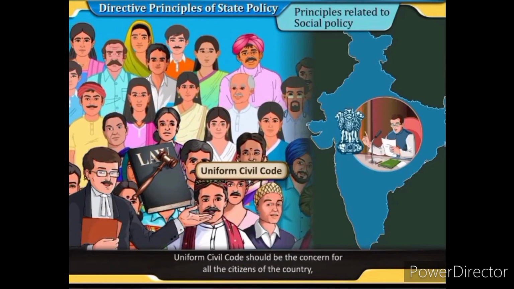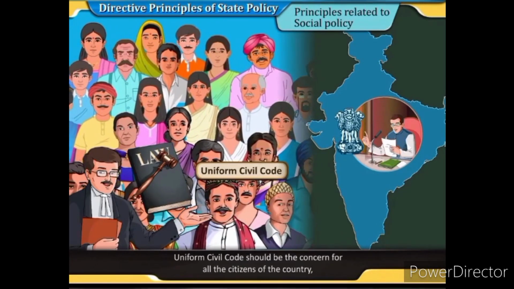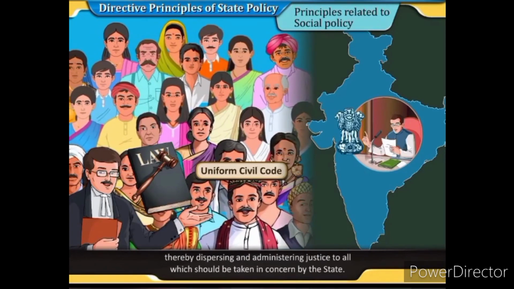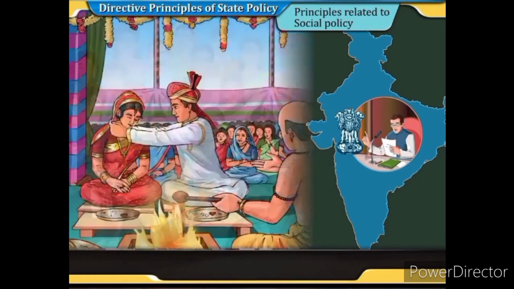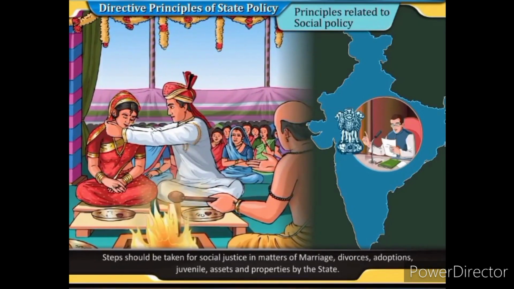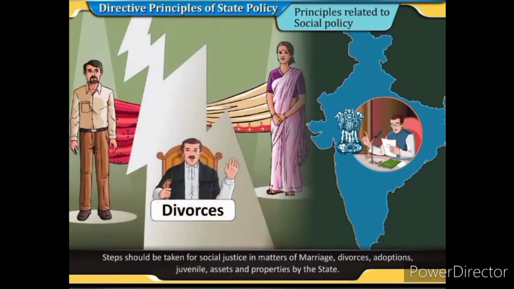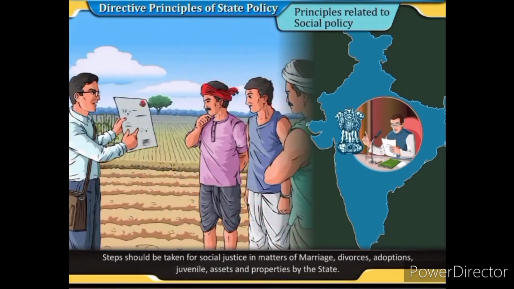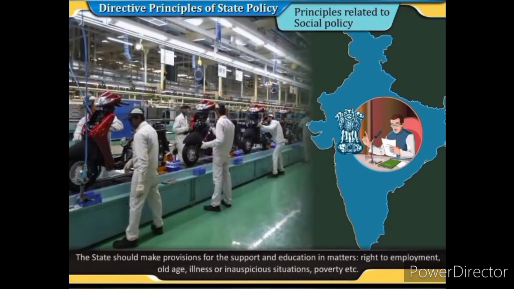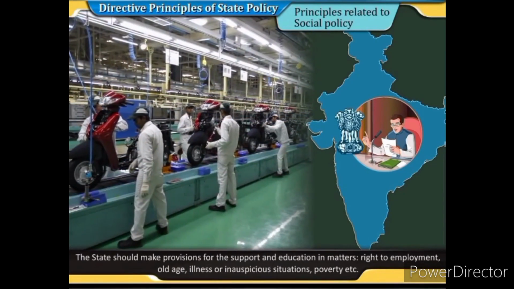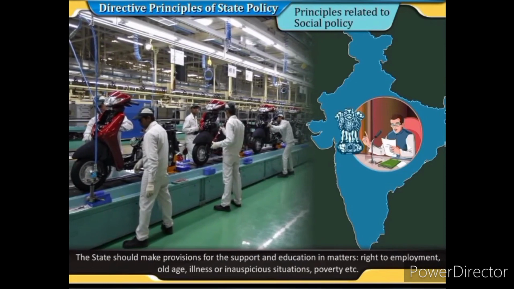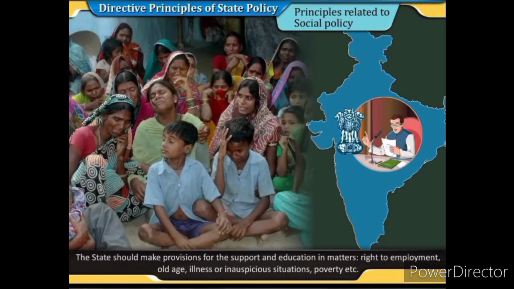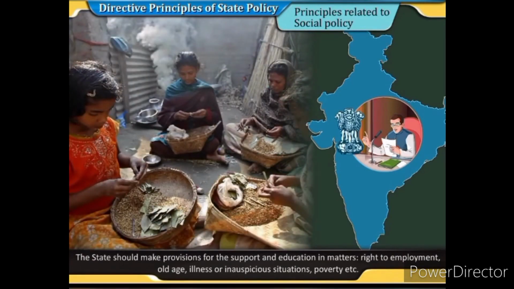A uniform civil code should be the concern for all the citizens of the country, thereby administering justice to all, which should be taken into concern by the state. Steps should be taken by the state for social justice in matters of marriage, divorce, adoption, juveniles, assets and properties. The state should make provisions for support and education, and in matters of right to employment, old age, illness or inauspicious situations, poverty, etc.